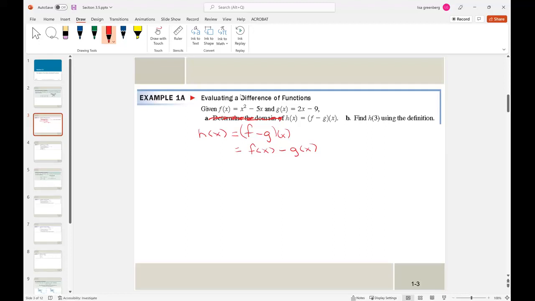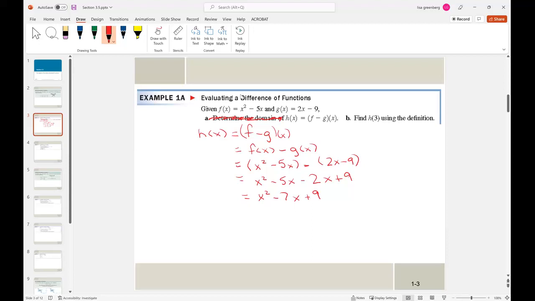Okay. So basically, if we want to know what the function is, we put everything in parentheses just to begin with, because that minus has to, remember, distribute. So we can say this equals x squared minus 5x. I distribute the negative, and I get minus 2x plus 9. And that equals x squared minus 7x plus 9.